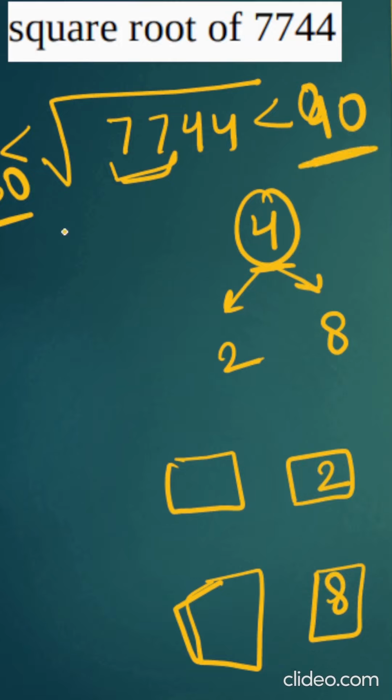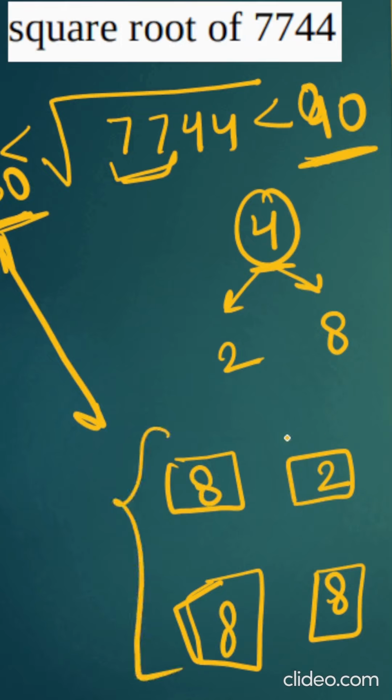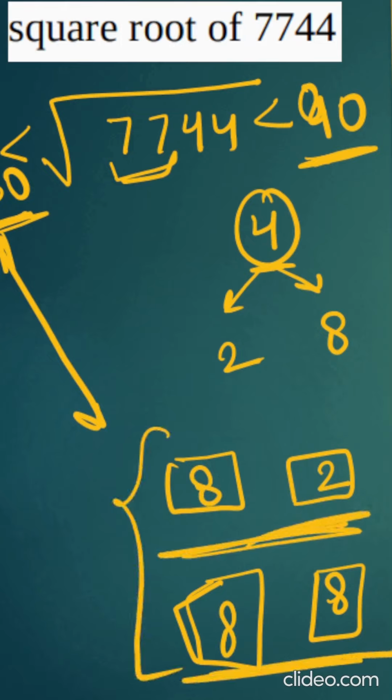And of course, if this is between 80 and 90, it can't go beyond 90, so 9 plus can't be the number. The first digit is fixed from there, and it will be 8. So we can have two answers here, either 82 or 88. These are the two possible answers. Now we have to pick which one is the correct answer.